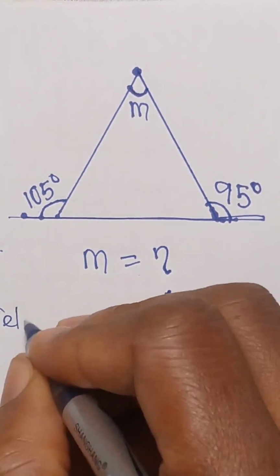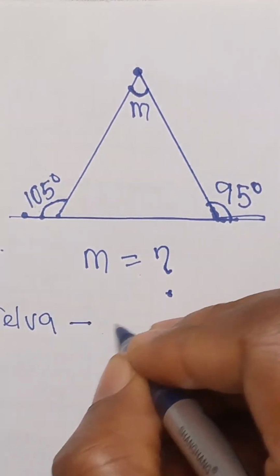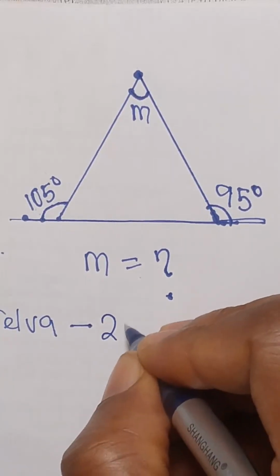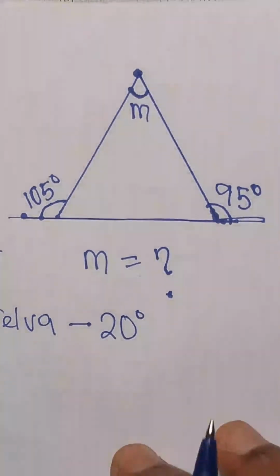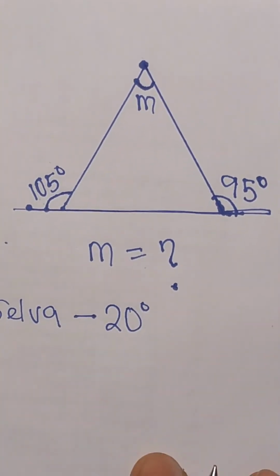Silver, you say our M is 20. So 20 degree. More answers.